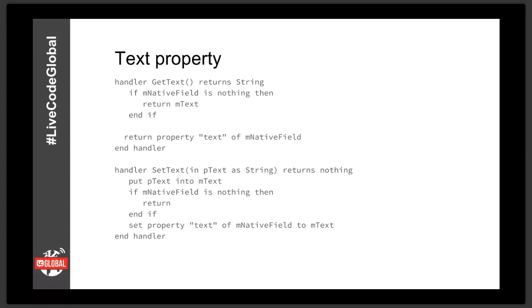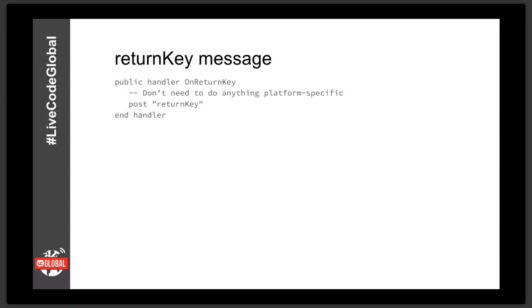Now, obviously, one property that is shared by all native fields is the text property. So here's how that would look. You get the text: if we have a native field around, then we can actually use the property syntax to get its text. And similarly for setting. And then, for example, for the return key message, we just handle on return key and post return key. So we just pass that message up to script.